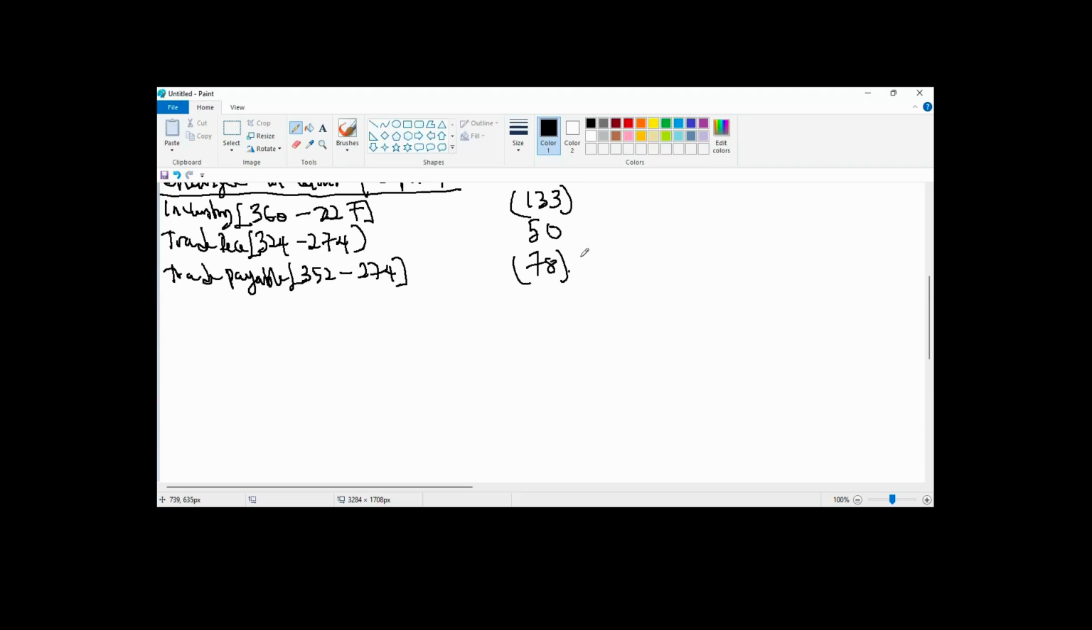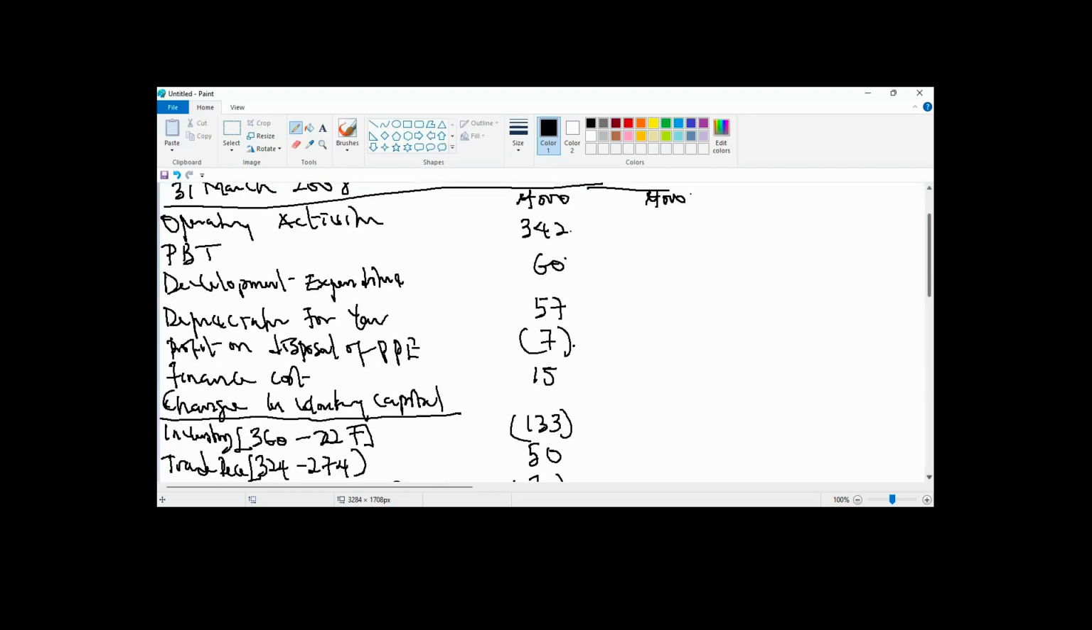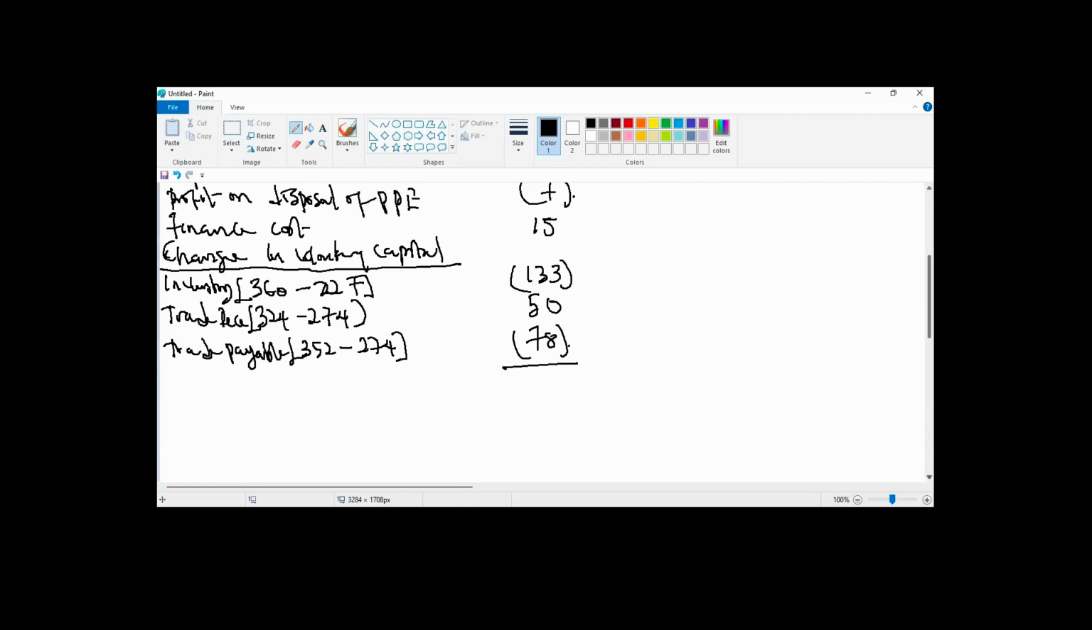Finance liability is financing, current assets are operating, after everything. With this, I will now sum 342 plus 60 plus 57 minus 7 plus 15 minus 133 plus 50 minus 78. What does it give us? 306.